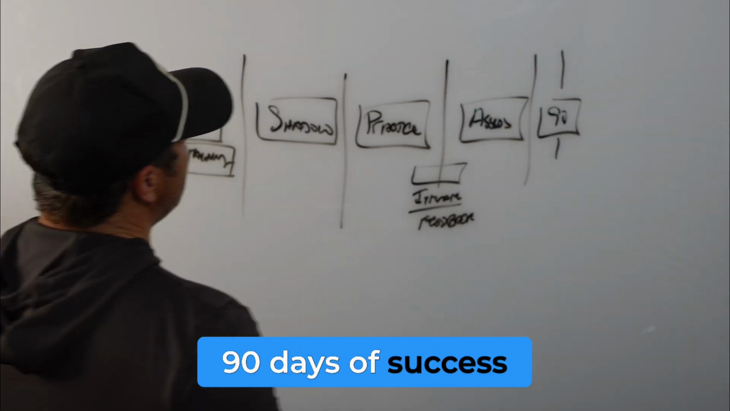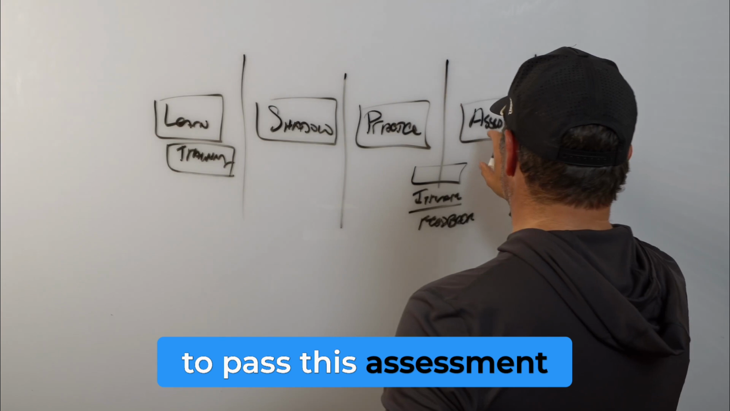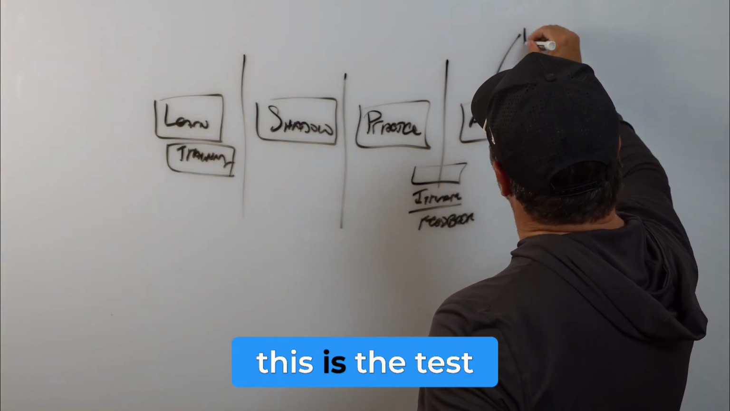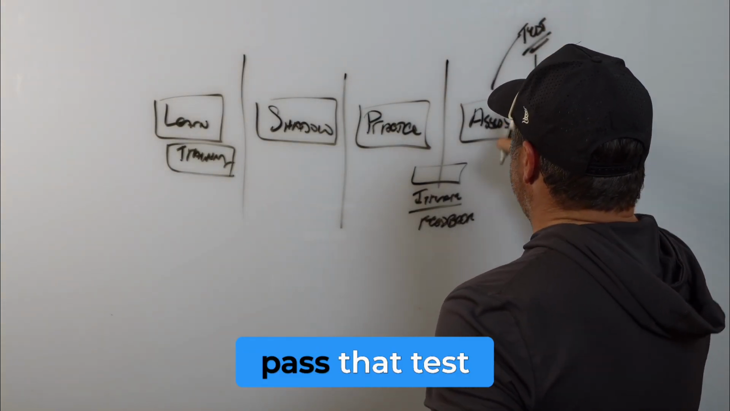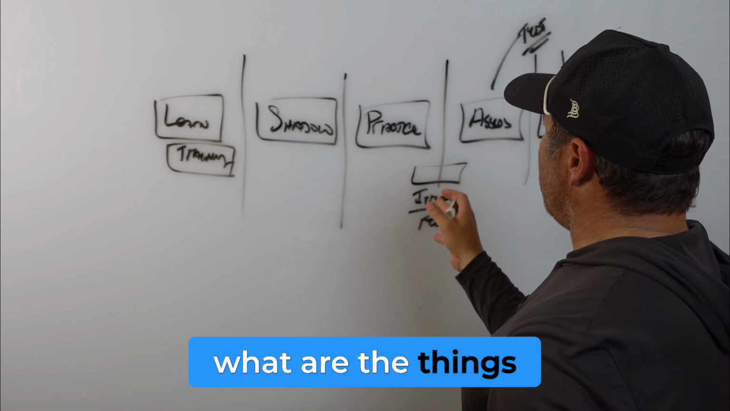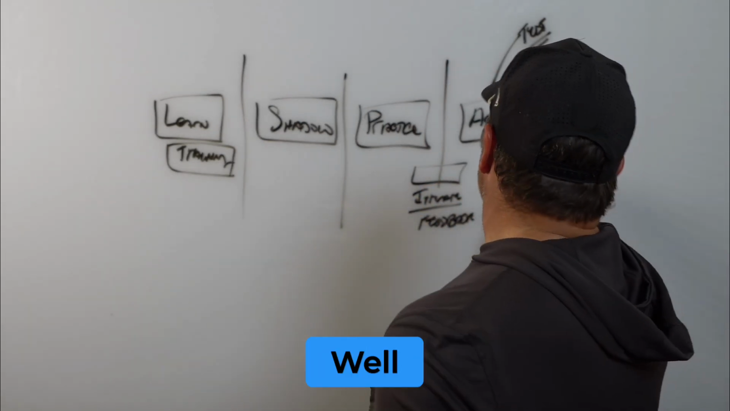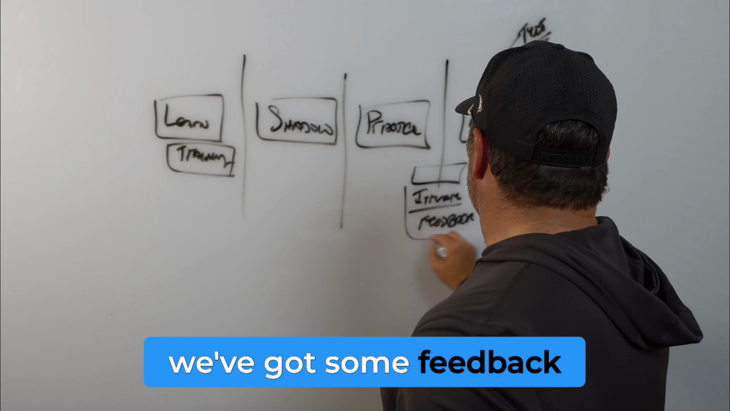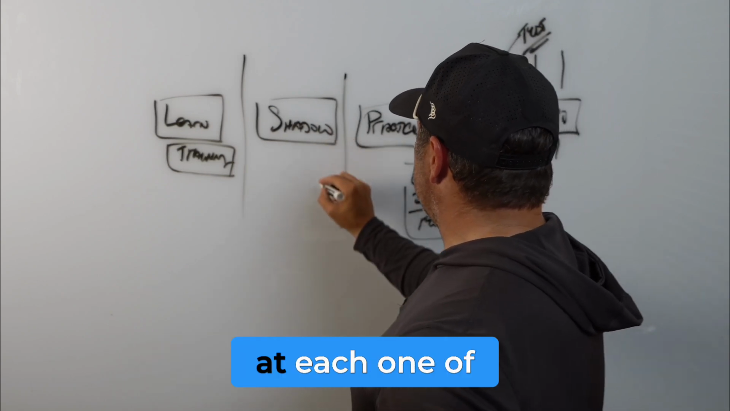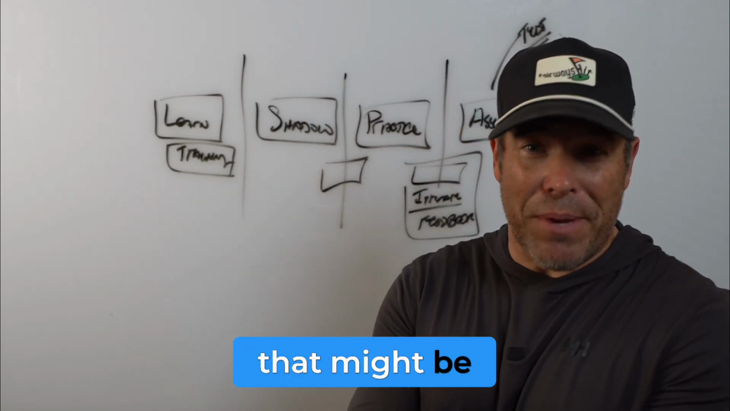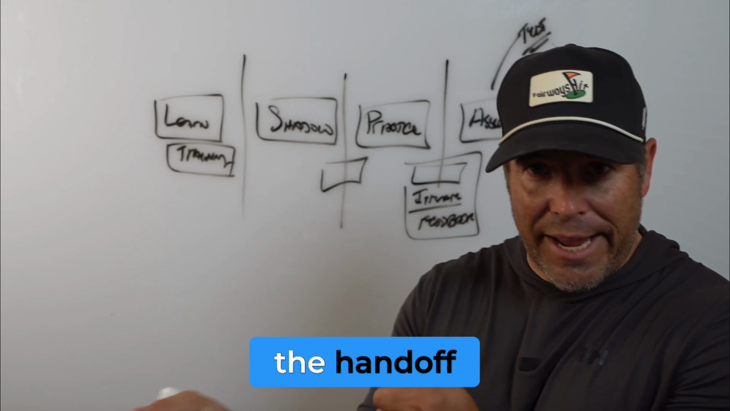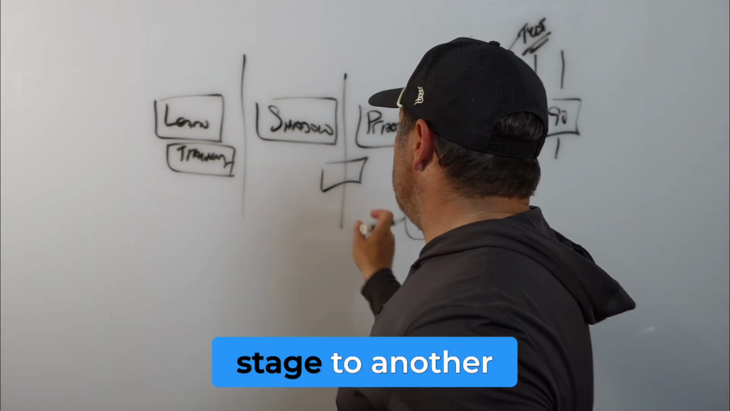So now we've got a couple of different steps in our onboarding process to get to that first 90 days of success. If we want them to pass this assessment, this test, what are the things that we need to have in place in order for them to be prepared? Well, again, we've got some feedback built in here. We maybe have feedback at each one of these conversion stages, and that might be help with the baton toss, the handoff, the conversion from one stage to another.